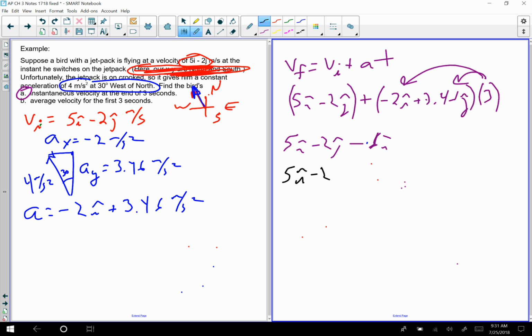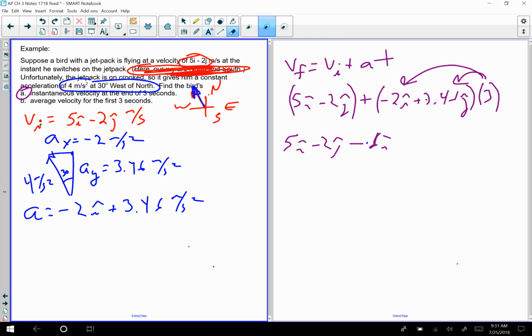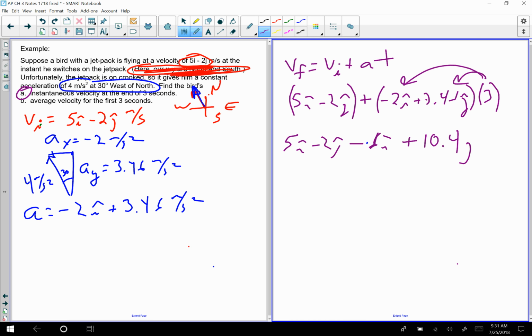Okay, so solve it. Well, let's see. So I guess the first thing we want to do is distribute this 3 here. Okay, so we're going to get 5i minus 2j minus 6i, and then 3 times 3.46 gives us 10.4 basically. So plus 10.4j. So now you just simplify, right? So 5i minus 6i is negative 1i plus 8.4j.